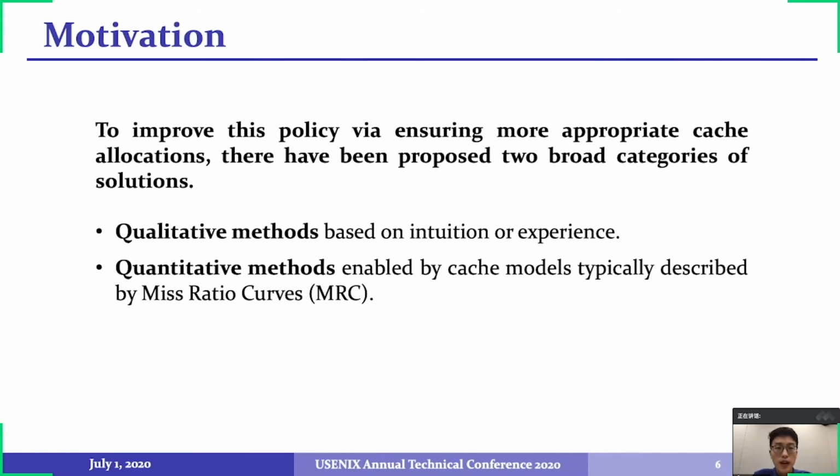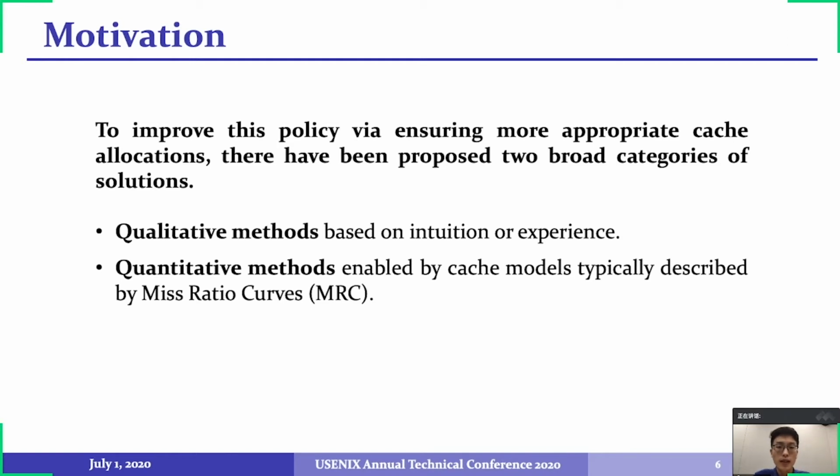To optimize cache allocation, two types of solutions have been proposed. One is heuristic methods, which are heavily dependent on reliable intuition or workload regularities. Therefore, their efficiency is not guaranteed for cloud workloads, which are diverse and constantly changing.